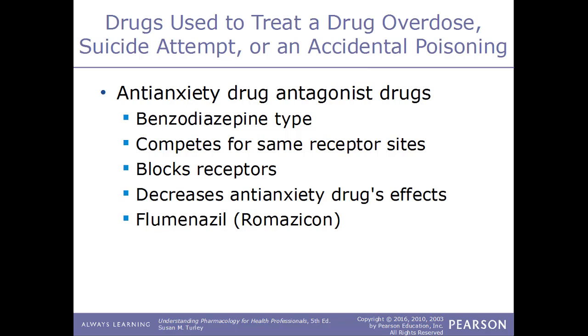When it comes to anti-anxiety drug antagonists, these will be classified as the benzodiazepine types of drugs. And these work in a similar way. They compete for the same receptor sites, and by doing so, they block the receptors of the drug that's ingested, so it will decrease the anti-anxiety drug's effects. An example of this kind of drug would be flumazenil, also known by the trade name Romazicon.